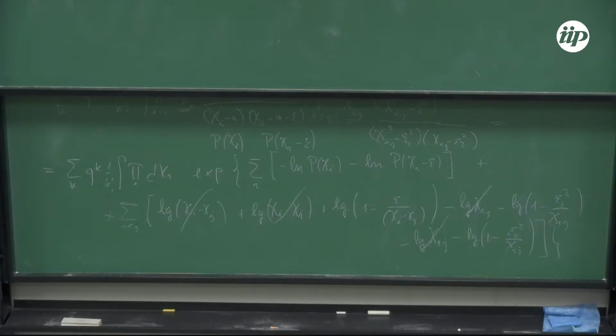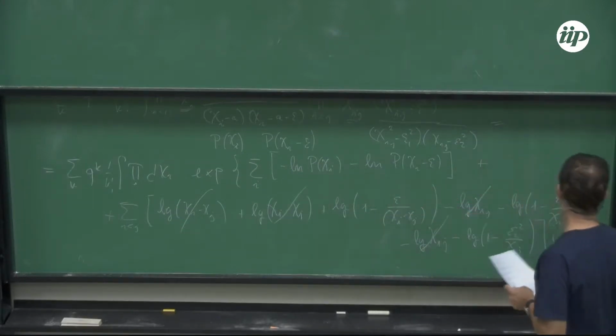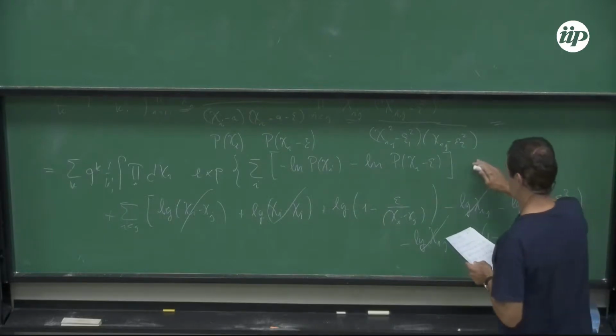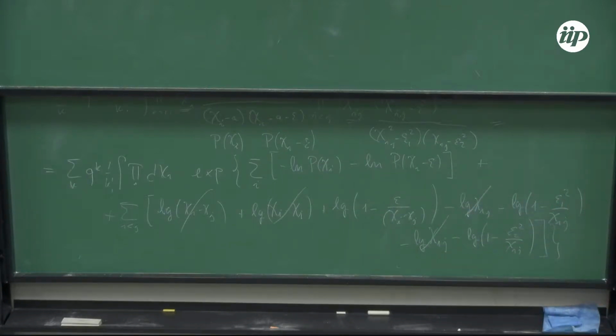I just rewrite these two terms, okay? So this will be the sum over i of log of p(chi_i) plus log of p(chi_i minus epsilon), okay? Square parentheses, okay? So I just take these two terms. And now I expand those terms over there to second order.